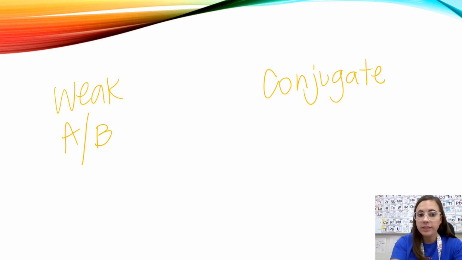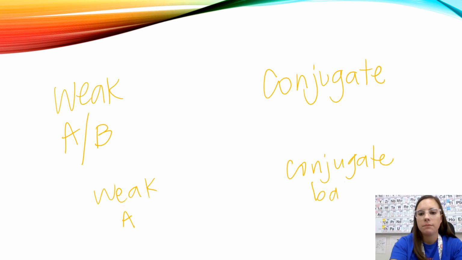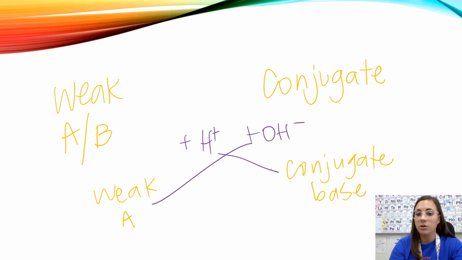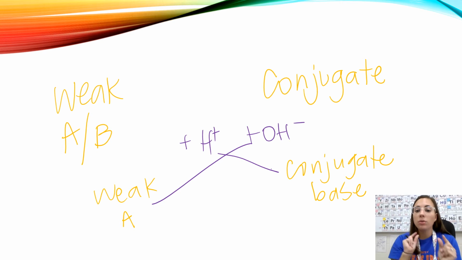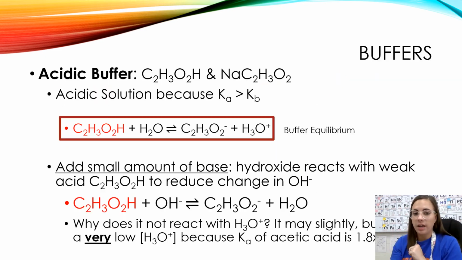Because, for example, if we have a weak acid, which means we have its conjugate base, if I add acid, it can react with the conjugate base to be neutralized. If I add hydroxide, it can react with the weak acid to be neutralized. We've got to have both parts so that I can keep pH the same whether I add acid or base. All right, and so we're going to look at what that looks like exactly.